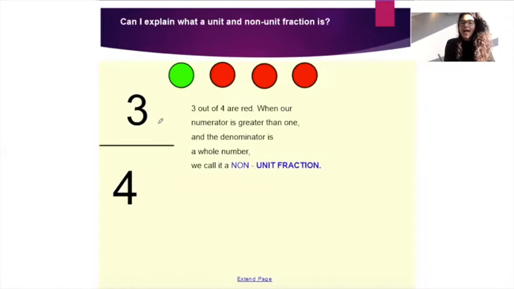Over here, we have a new fraction, 3 out of 4. So here it says 3 out of 4 are red. And that is true. If you look at the picture, you can see that 3 counters out of the 4 counters are red. When our numerator, which is the top number, is bigger than 1, and the denominator is a whole number, so there's no decimal numbers, we call this fraction a non-unit fraction. A non-unit fraction is when the number at the top is bigger than 1. And it is bigger than 1 because it is 3. So that is called a non-unit fraction.